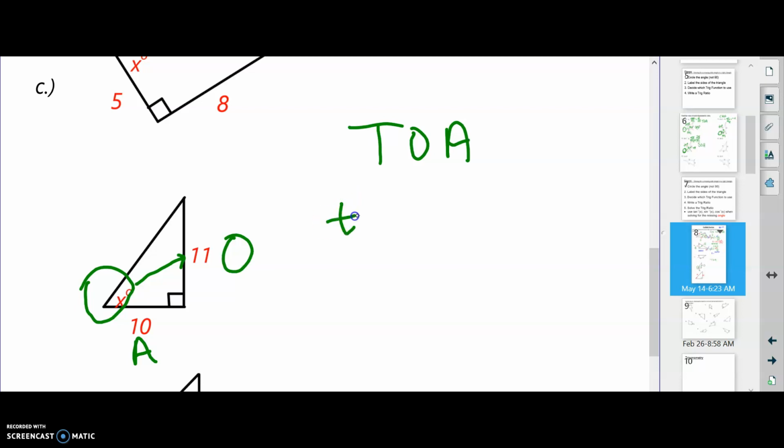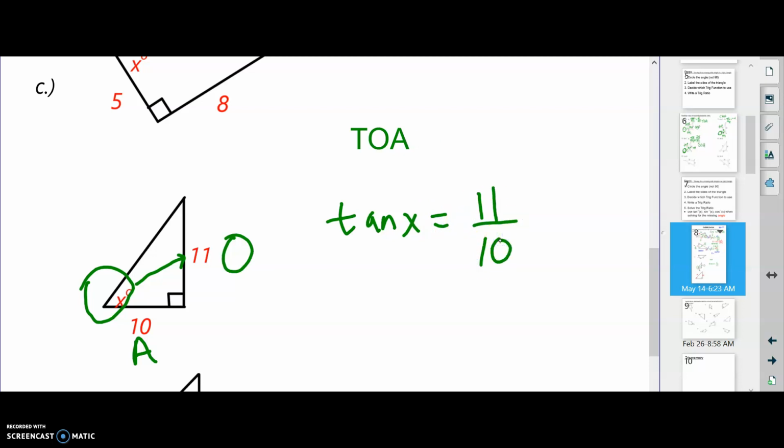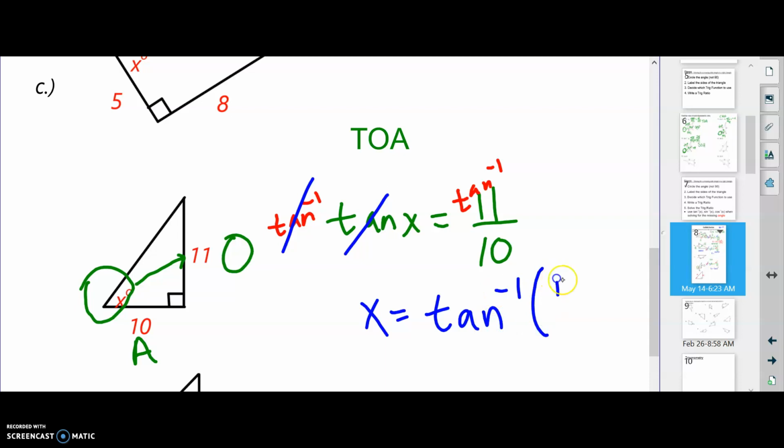All right, so I'm going to write tan x equals, and the O comes first, so the 11 goes first. The A comes second, so the 10 goes second. And then I would need to do the inverse tan. So inverse tan, inverse tan. Okay, so these cancel. So my x is all by itself. And now I'm ready to type in inverse tan of 11 divided by 10 on my calculator.